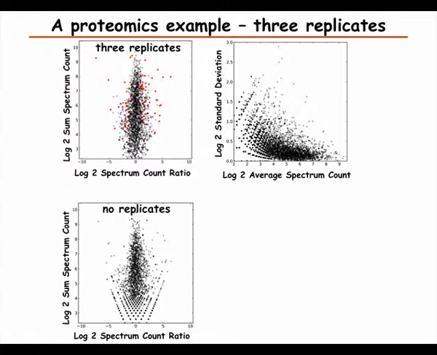I have a question. Yeah. For the y-axis in the first plot, the sum spectrum count, is this the sum of 2 conditions of all the replicates? Yes. So first we average within each condition, and then we take the sum of the 2 replicates. But we could have equally taken the average there also. That would have worked fine. So it doesn't really matter if one takes the sum or the average on the y-axis.